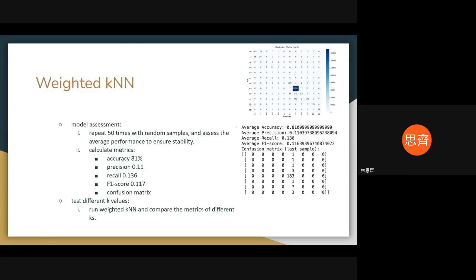So next page. Okay. So to ensure stability, we repeated the test 50 times and averaged the results. And we computed accuracy, precision, recall, and F1 score, and compared the results for different K values. And so this allowed us to observe model consistency and find the best parameters. So I looked through the code, and we did K values like 1, 3, 5, 7, 9, but in the results I don't see much difference, so I just put one to represent the result here. Okay, next page.